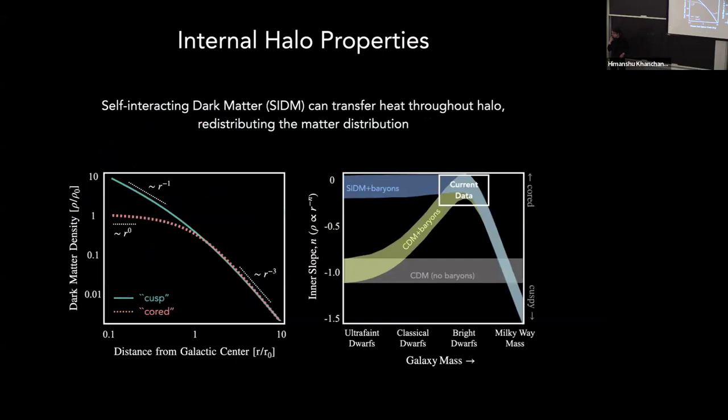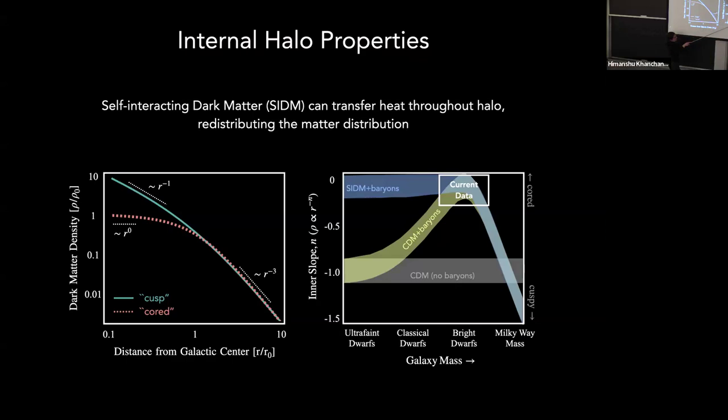So if we come back to this diagram that we were looking at earlier, which, if you remember, is the inner slope of the density profile versus the galaxy mass. This is the expectation for cold dark matter when you don't have any baryons. Yellow is when you add baryons in. And if you have self-interactions in this early core formation process, the expectation is that the SIDM looks something like this. Your inner slope looks something like this. So you would form cores going down to these really small dwarf galaxies.